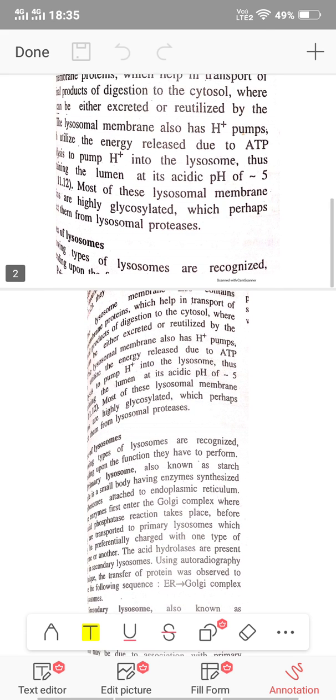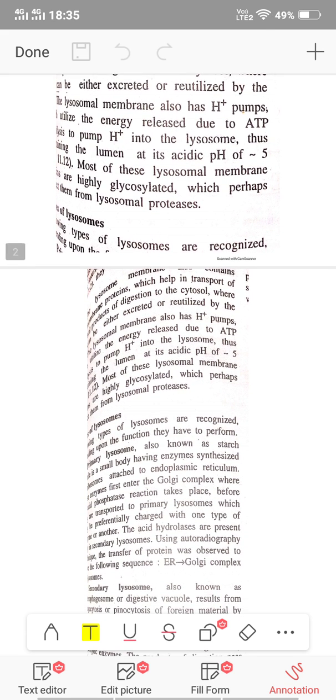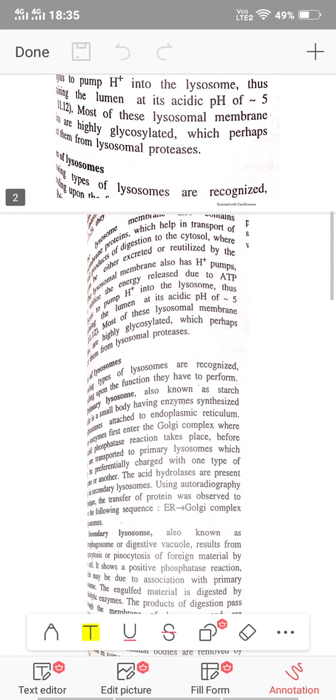Secondary lysosome. Secondary lysosome, also known as heterophagosome or digestive vacuole, results from phagocytosis or pinocytosis of foreign material by the cell. It shows a positive phosphatase reaction which may be due to an association with primary lysosome. The engulfed material is digested by hydrolytic enzymes. The products of digestion pass through the membrane of the lysosome and are incorporated into the cell. Residual bodies are formed if the digestion is incomplete. Residual body is removed by defecation in some protozoa.